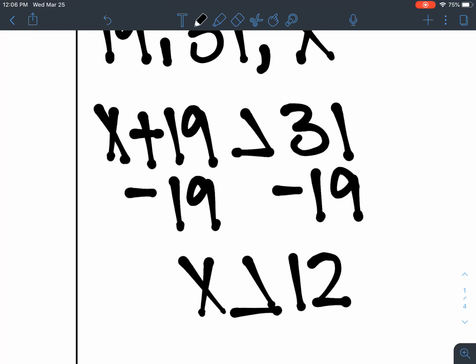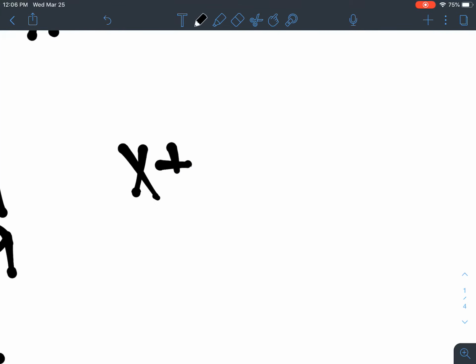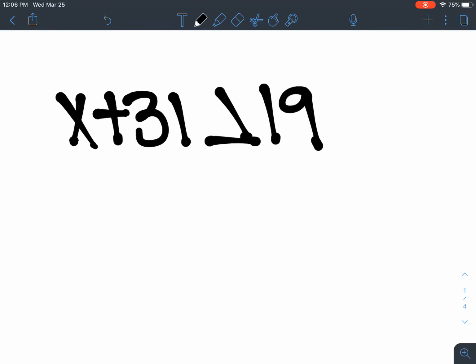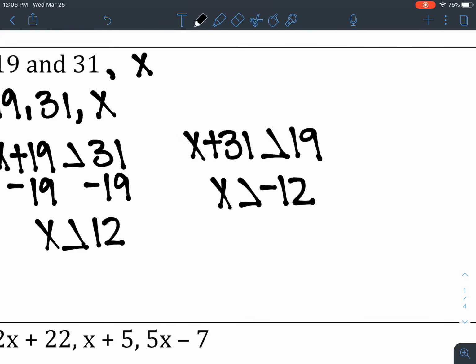But we have to do this two more times. So now I'm going to do x plus 31, and that has to be greater than 19. If we solve this one, I would get x has to be greater than negative 12. Now, there's an issue with that because x has to be greater than negative 12, but that means that x could technically be negative 10 because negative 10 is greater than negative 12. And that doesn't work because you can't have a side length that's negative. So that's not going to work within our range.